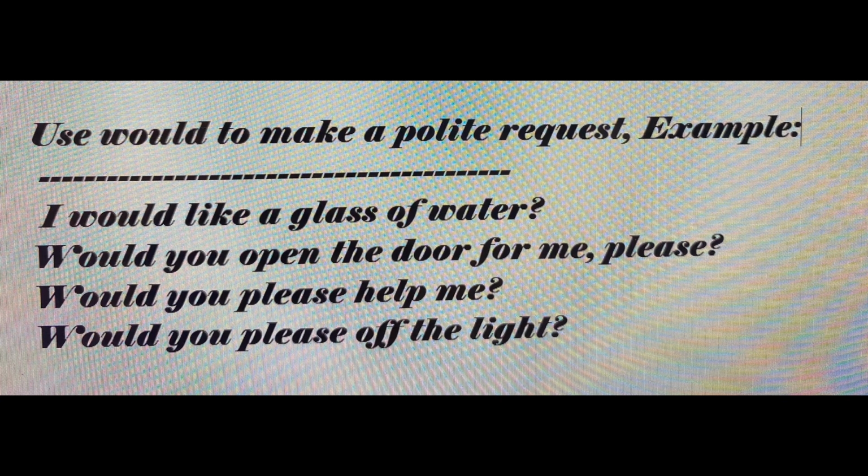Use would also to make a polite request. Example, I would like a glass of water. Would you open the door for me, please? Would you please help me? Would you please turn off the light?